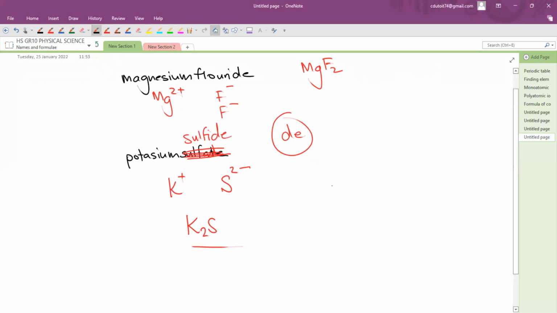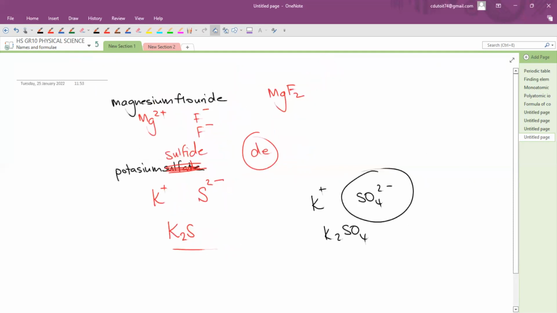Potassium sulfate would have been K, and sulfate is SO4, isn't it? Yes, and 2 negative. So that would be K2SO4. You're going to get sulfate a lot. It's a very important one, but we're not there yet. Okay, awesome. Have a great day. Do your work. Soon you'll get homework.